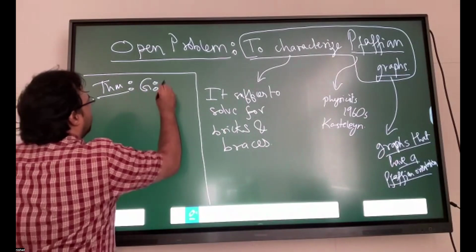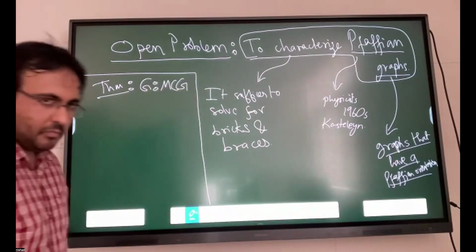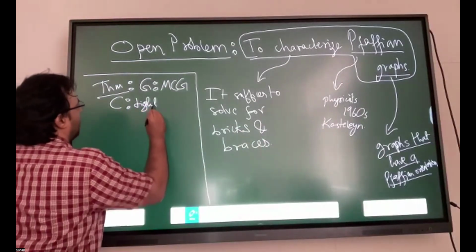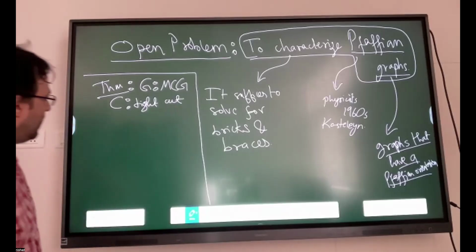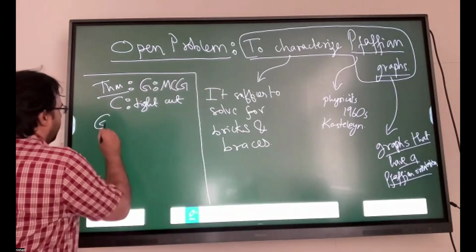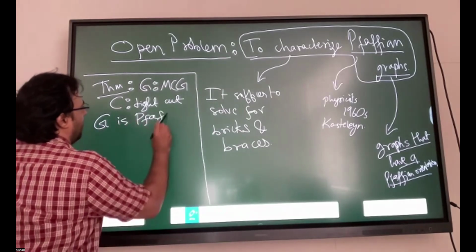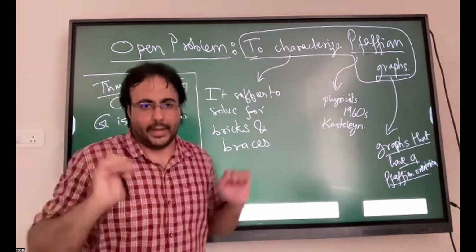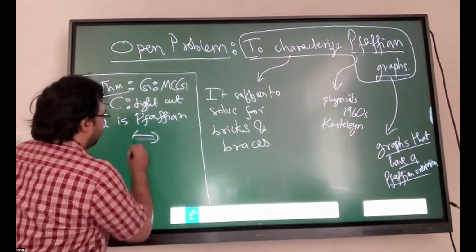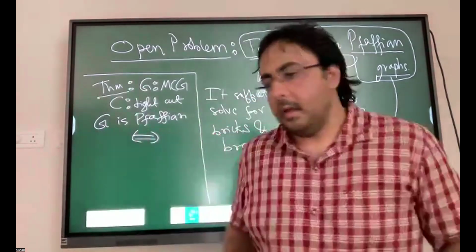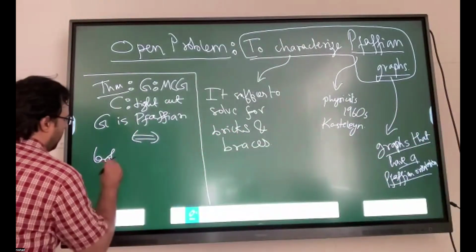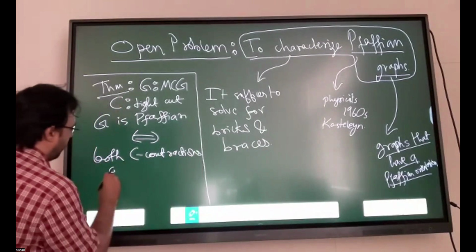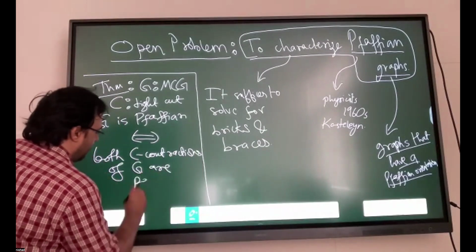G is a matching covered graph. Take a tight cut. C is a tight cut. What you prove is the following. G is Pfaffian, whatever that means, don't worry about that. Think of this like planar, if you like, okay? Although it is not the same, of course. G is Pfaffian if and only if both C-contractions of G are Pfaffian.